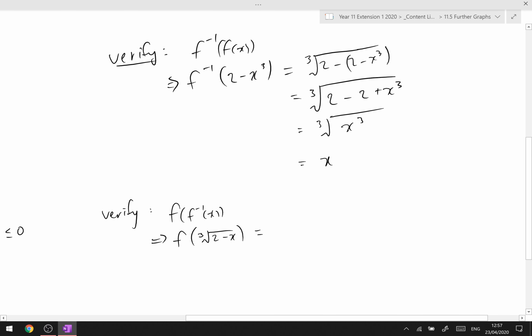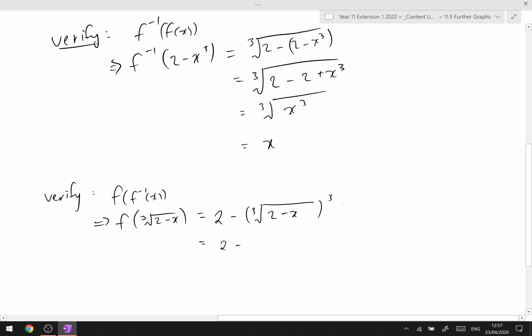So 2 minus, cubing a cube root just makes it become like that. Now with the negative on the outside, it just changes all the stuff on the inside. So 2 minus 2 plus x, and therefore it's just equal to x like that. So that one works for that one.